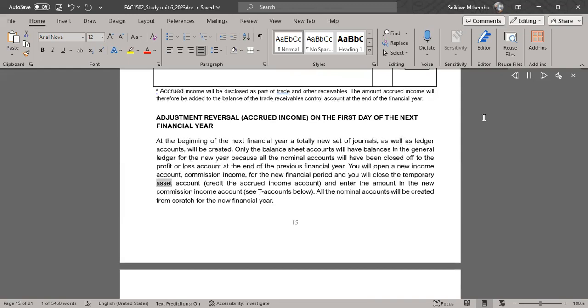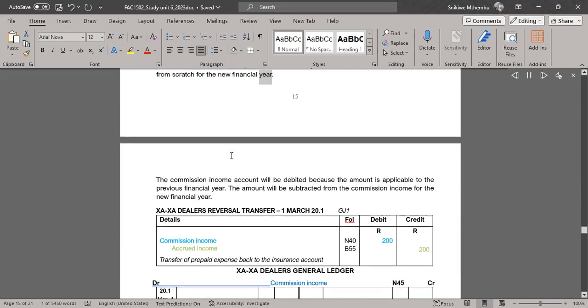the temporary asset account, credit the accrued income account, and enter the amount in the new commission income account, CT accounts below. All the nominal accounts will be created from scratch for the new financial year. The commission income account will be debited because the amount is applicable to the previous financial year. The amount will be subtracted from the commission income for the new financial year.